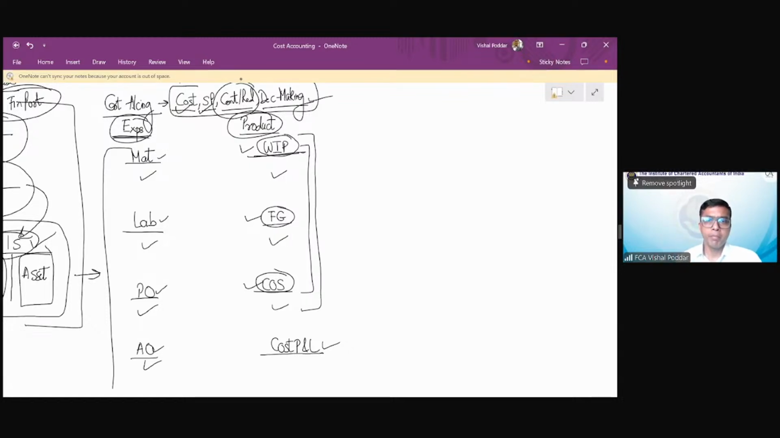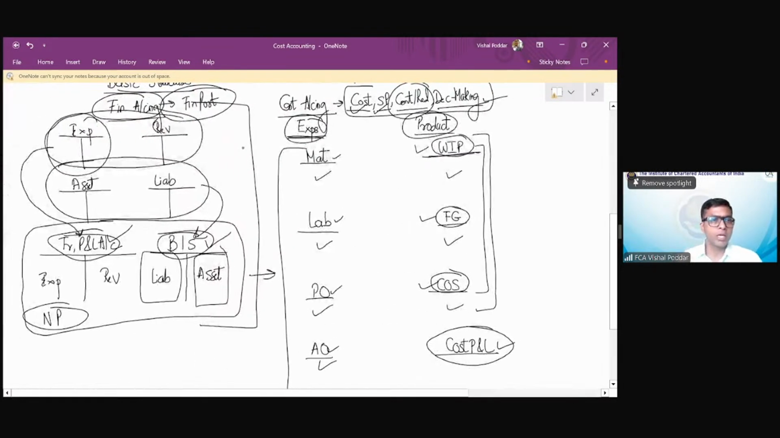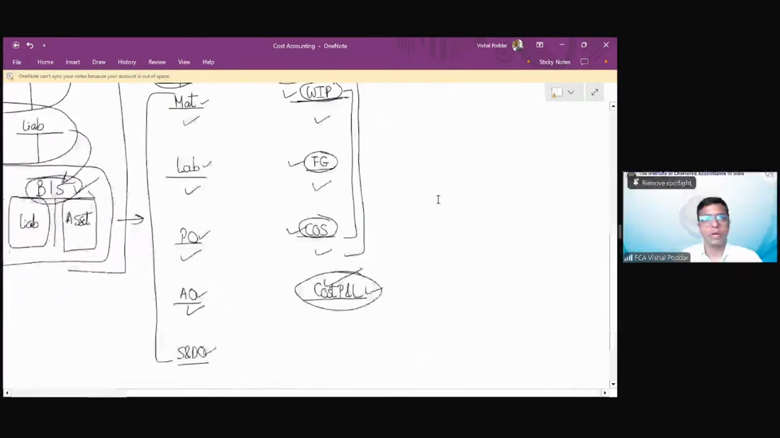Plus, in P&L, I will be getting profit and loss, but there is a difference between your accounting P&L and this cost P&L. Here, how is your accounting P&L prepared? You debit all expenses of the entire entity, you credit all revenue of the entity, you get the net profit of the entity. Here, in cost P&L, when we go to the entries, you will realize that what is debited is the total cost of each product. So let us say I have product X, product Y. So the total cost of each product will be debited.